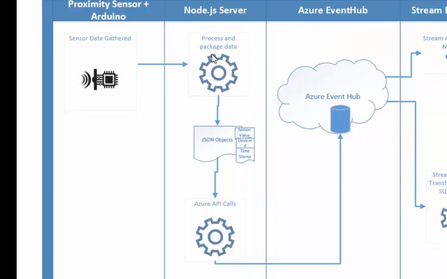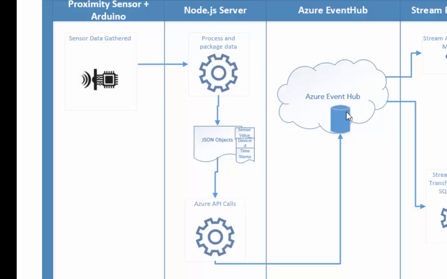So what we do here, we get the data directly from the serial port. We do a little bit of processing on it, turn it into a JSON object, and make the appropriate Azure API calls. Where we end up dumping all of the messages is into the Azure Event Hub.